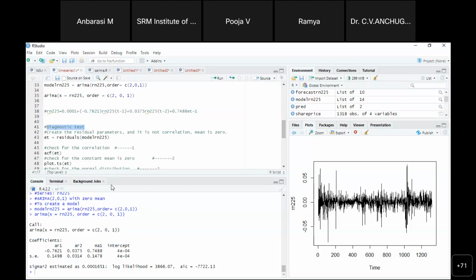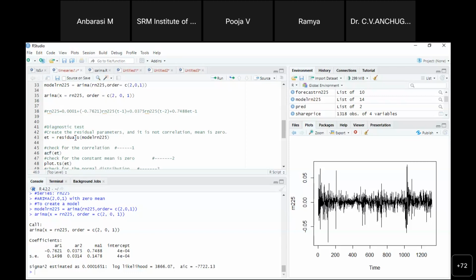Okay, so here we will create a residual parameter and check whether the mean value is 0 and whether there is no correlation. The histogram also we'll check. If I want to check for correlation, then we will use this particular function, ACF of ET. Using this function, we will check whether there is any correlation or not.